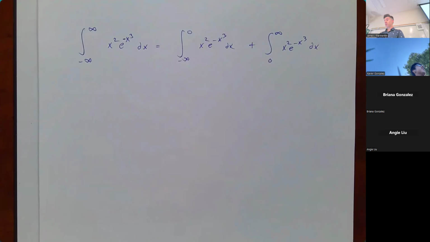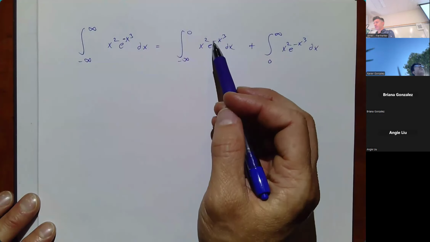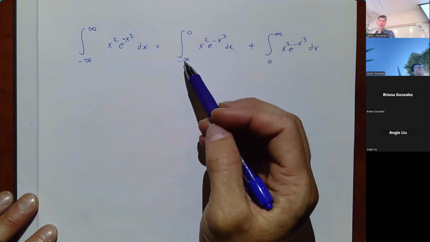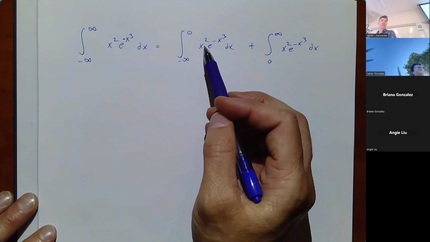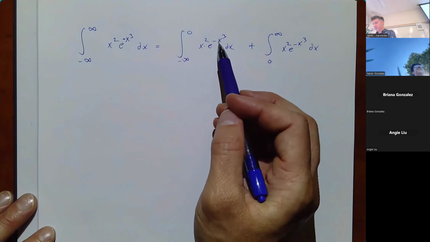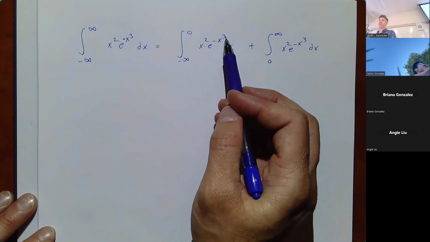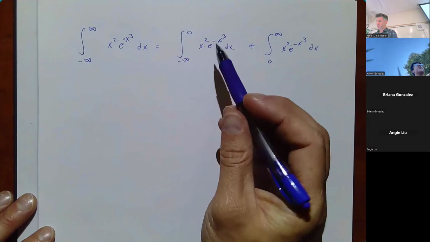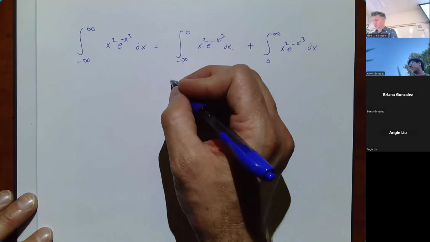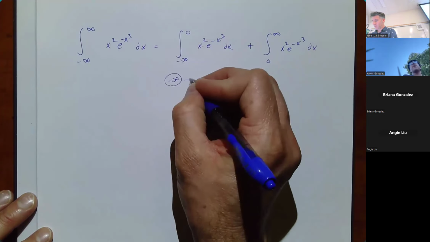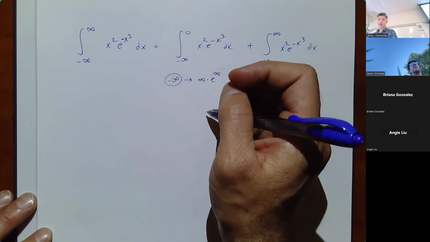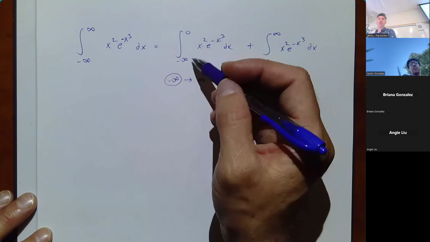Good question. Well, this one here, if you think about what the function is doing, plugging in the problem point, negative infinity squared is infinity. Negative infinity cubed is negative infinity, but then with the negative, it's positive infinity. So essentially here, if you're plugging in negative infinity, you're getting infinity times e to the infinity, which is big. I think that's going to diverge.